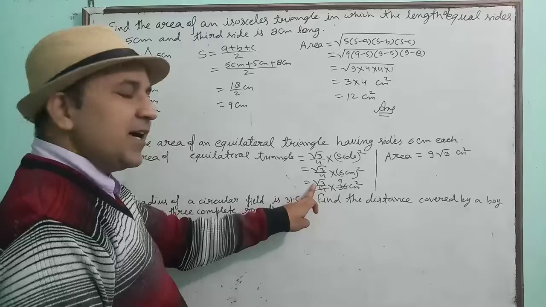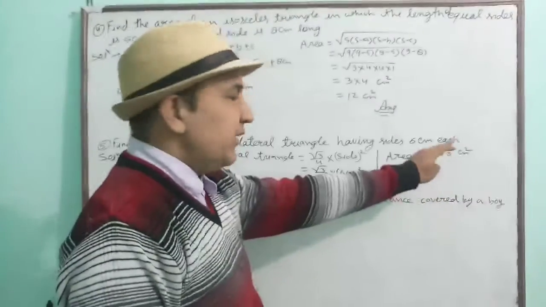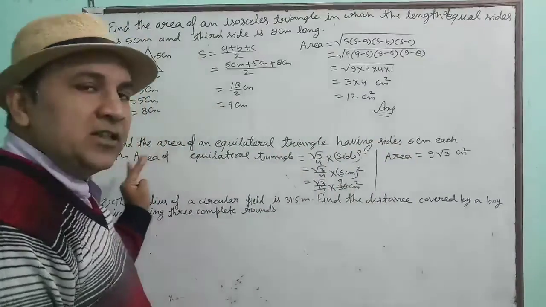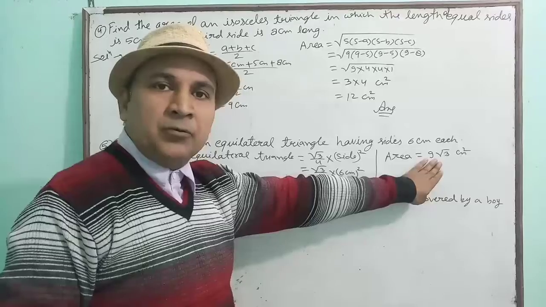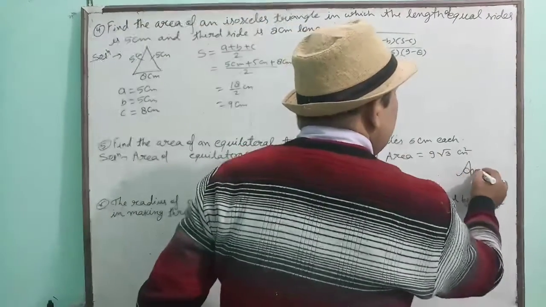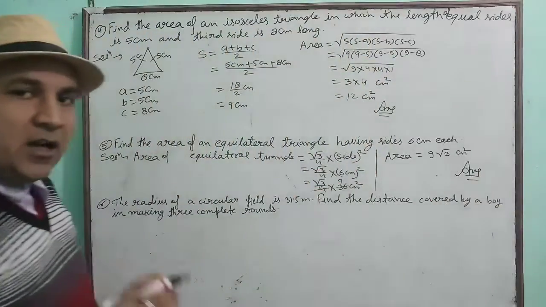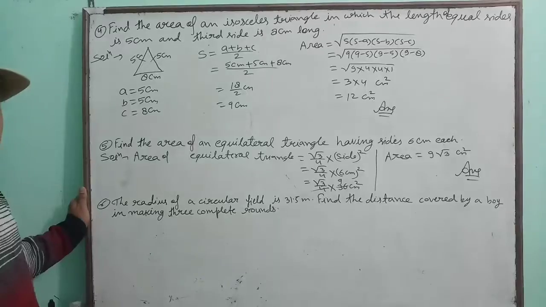9 is multiplied by root 3, so you will get 9 into root 3. The value of root 3 is not given in this question and we have not learned how to find the value of root 3. So we are not going to solve it. Just leave your answer here. Okay. How will you find the value of root 3? That you will learn in class 8th.